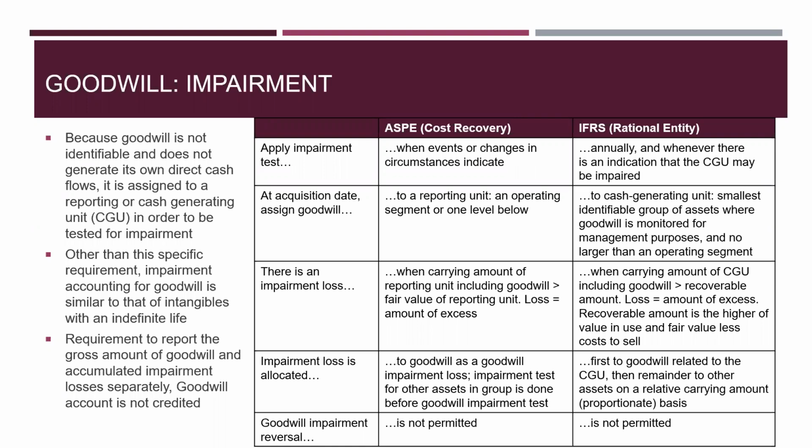So here under the cost recovery, we will apply your goodwill impairment test when there are events or changes in the circumstances indicating that the value of your goodwill has changed. Under IFRS, the requirement is to do it annually and whenever there is an indication that your cash generating unit is impaired.